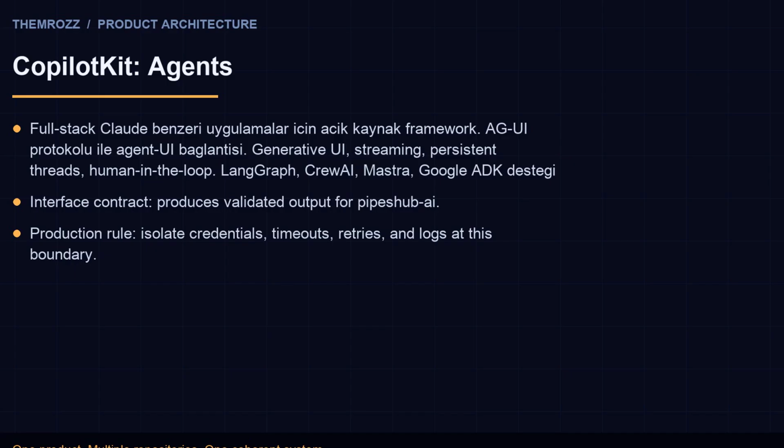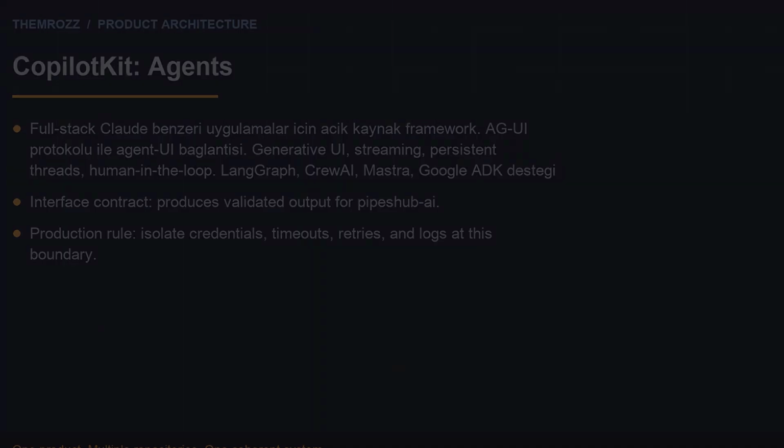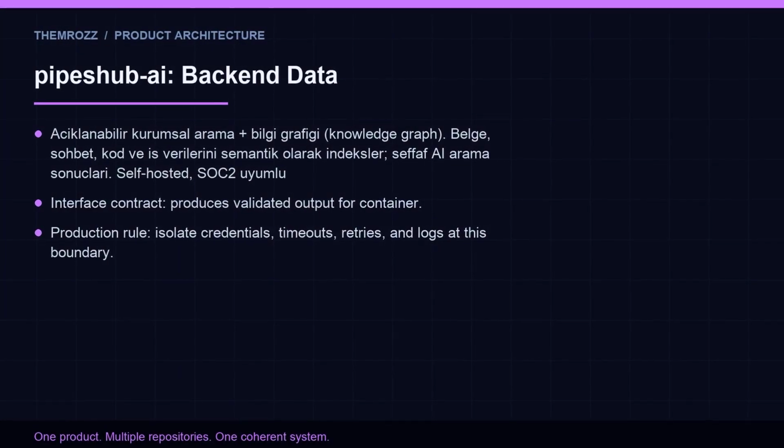Throughout this process, each repository hands work to the next by using well-defined API contracts and events. For example, the UI repository uses the CopilotKit API to create a new agent instance, and the CopilotKit repository uses the LangChain API to execute AI workflows. The PipesHub AI repository uses the container API to execute containers and store the results in the knowledge graph.